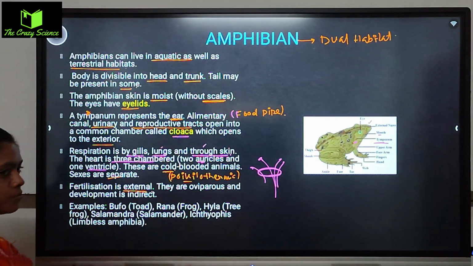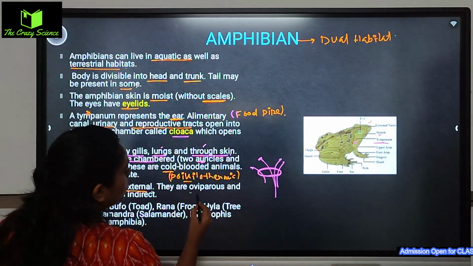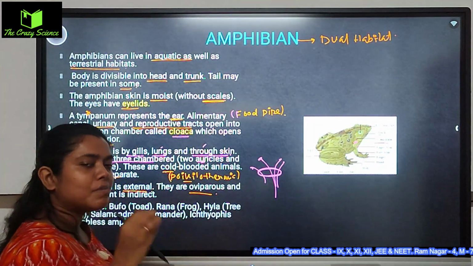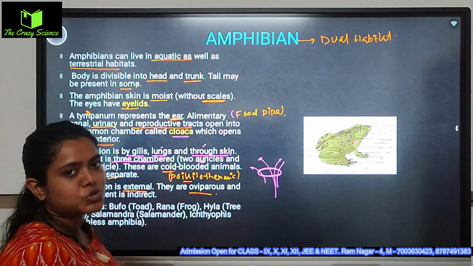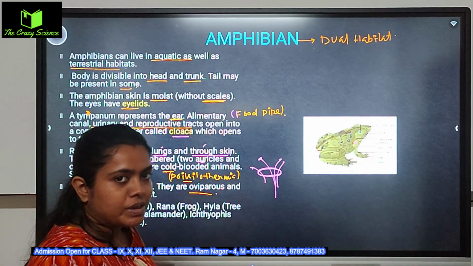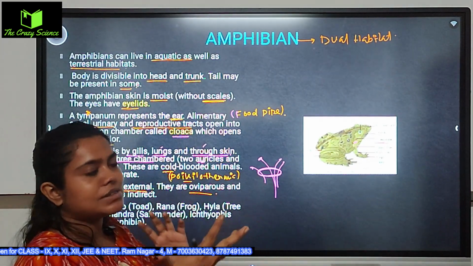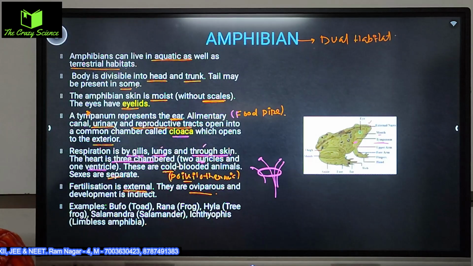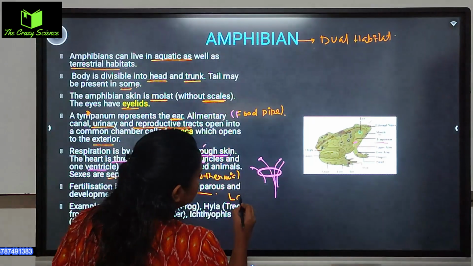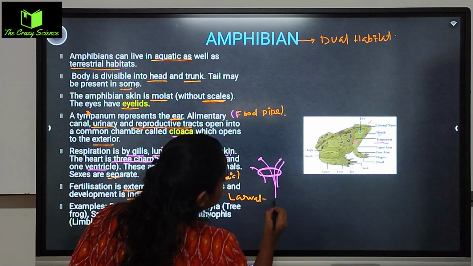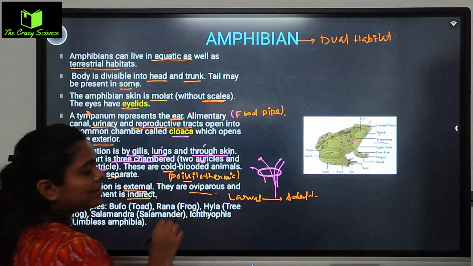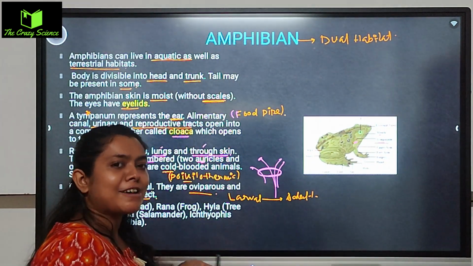Fertilization is external, it happens outside the body. Oviparous means they hatch the eggs, the offspring hatch the eggs, not the babies, and they come out to the exterior. They don't carry the babies in their womb, the babies come out from the egg. Okay, and development is indirect, means from the larval stage to the adult stage, the structure and formation goes from larval stage to adult stage. That's why it's called indirect.